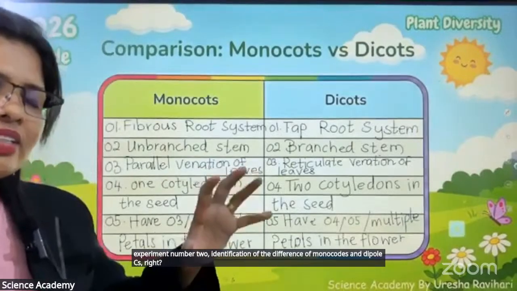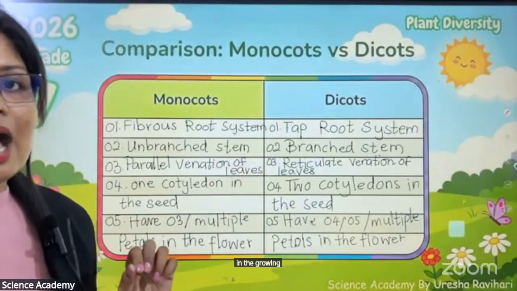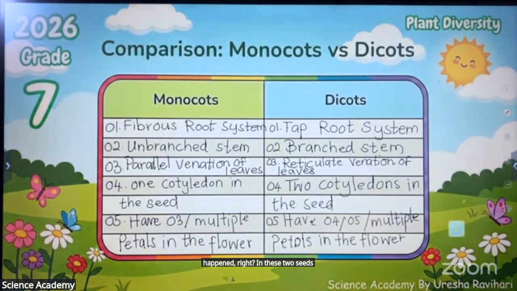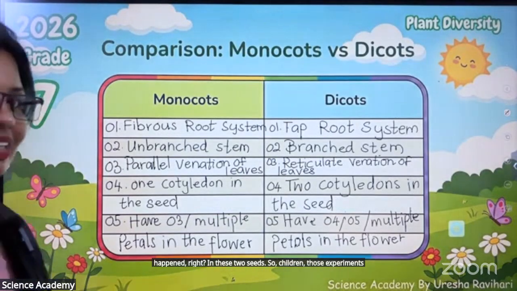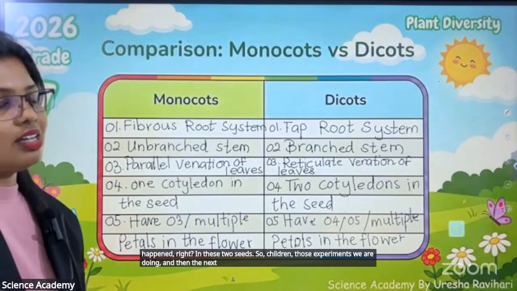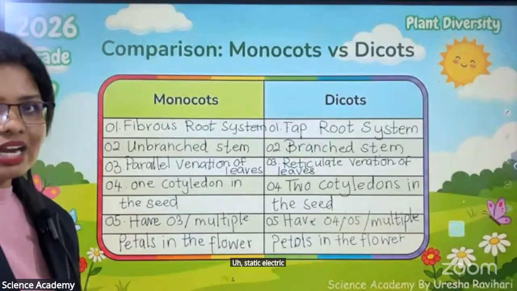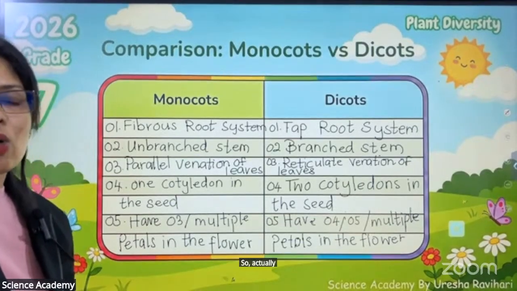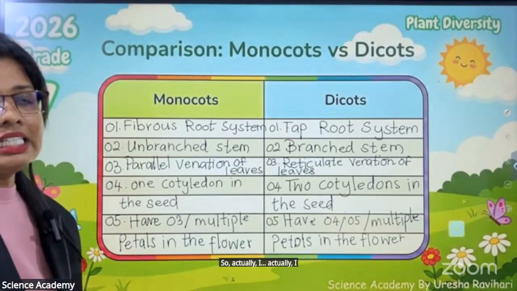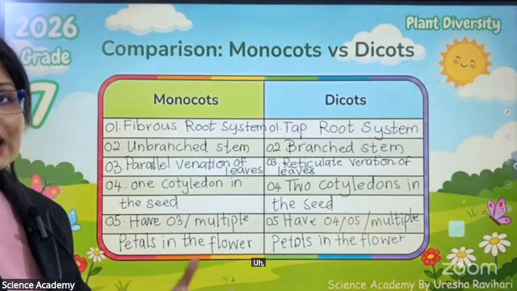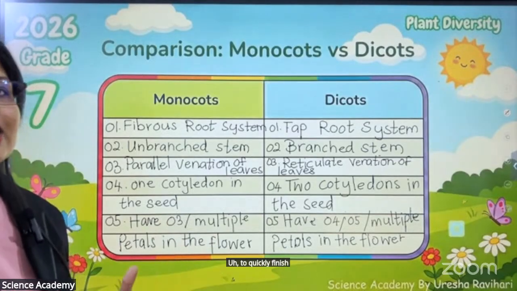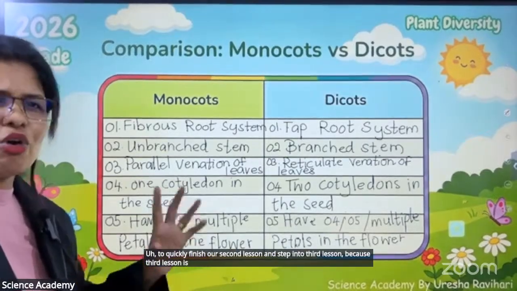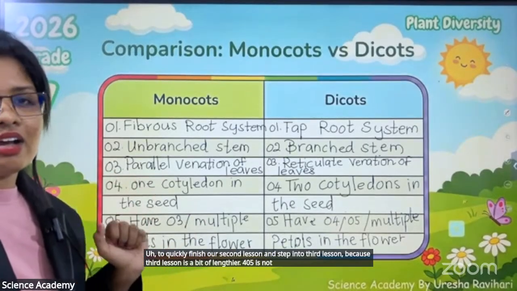We will see what happens as these two seeds grow. Once those experiments are done, static electricity will start on the 15th. I wanted to quickly finish our second lesson and step into the third lesson, because the third lesson is a bit lengthier.